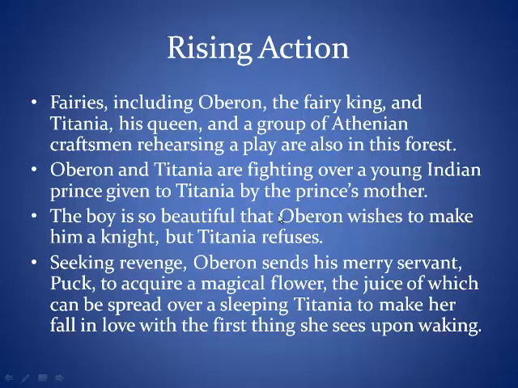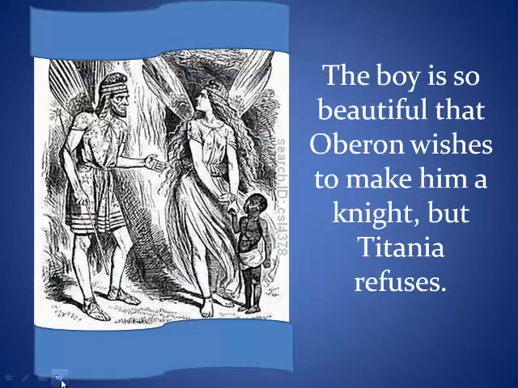The boy is so beautiful that Oberon wishes to make him a knight, but Titania, owing the promise to her friend, refuses. Seeking revenge, Oberon sends his merry servant Puck to acquire a magical flower, the juice of which can be spread over the sleeping Titania to make her fall in love with the first thing she sees upon waking.